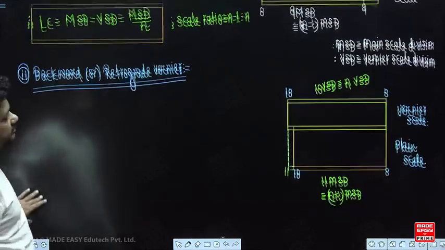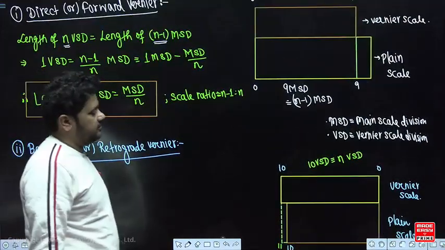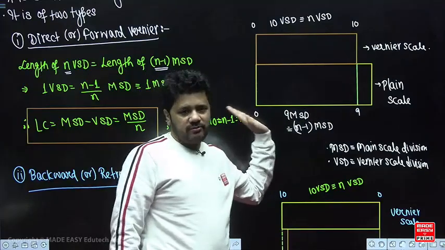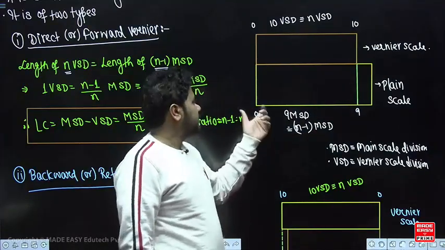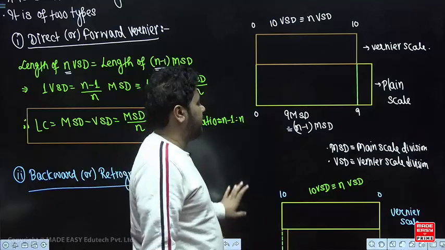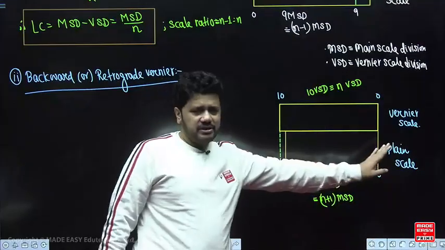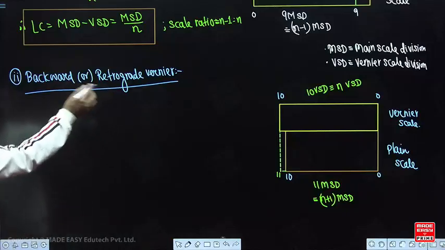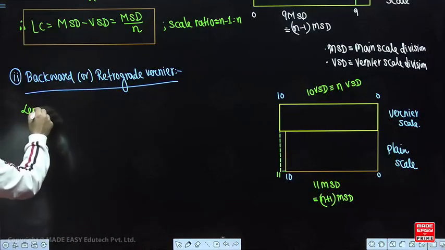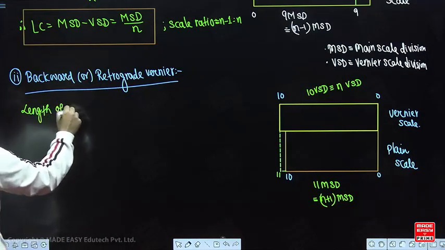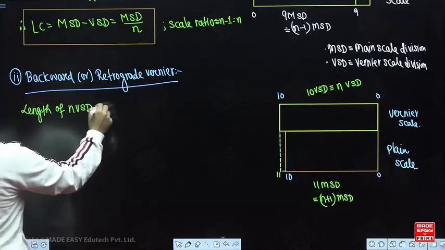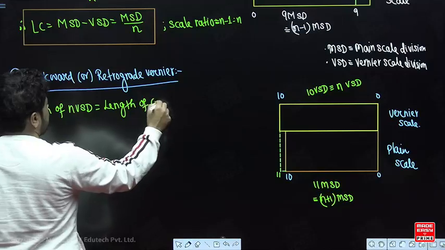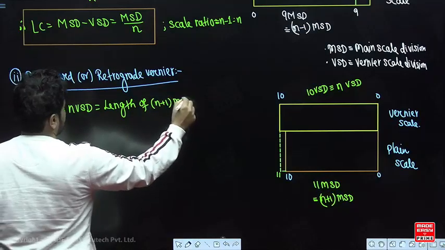Fine. So the difference between forward and backward is, in the forward the calibration is done in the forward direction from left to right, and here n divisions will be n minus 1, but here the calibration is done in the backward direction. So the name is backward or retrograde vernier, right? Okay. So here again I can say that length of n vernier scale divisions is equal to length of n plus 1 main scale divisions, isn't it?